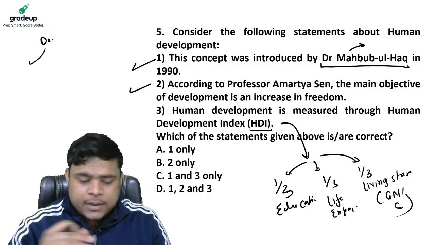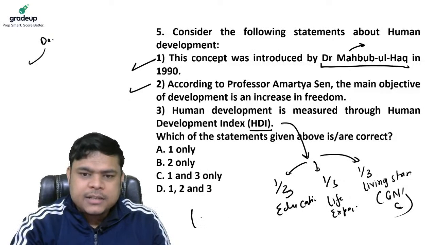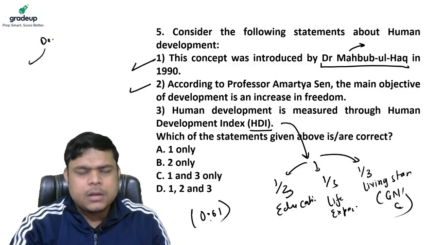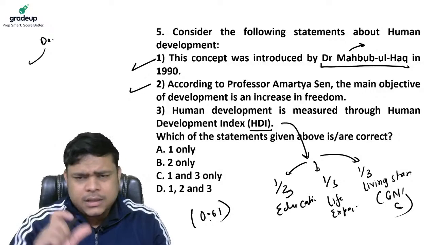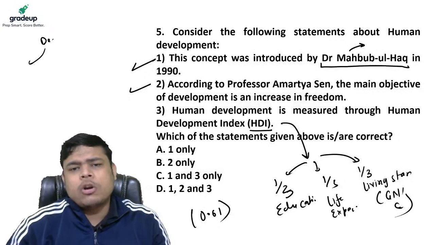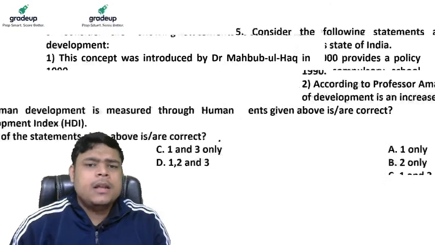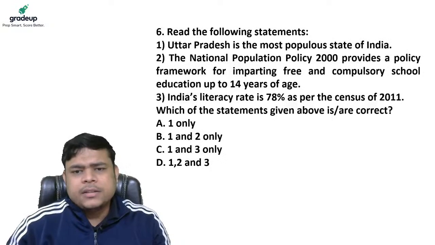My dear friends, India is a medium HDI country. Our HDI is currently 0.61. Don't quote me on this, but this is the range that we have. Now, next, my dear friends, let's talk about question number 6. Answer is D. All are correct, definitely. Next, please read this question.